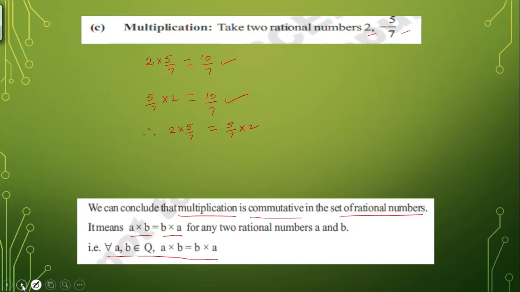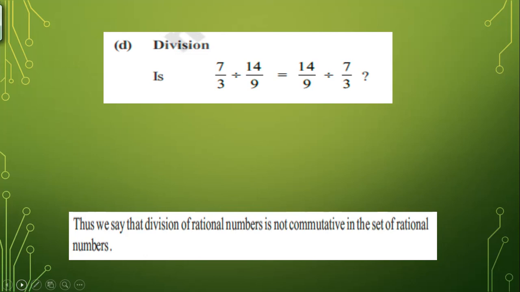Okay, now we move to the next slide. That is division, the fourth operation. The fourth binary operation is division. Here we have taken 7 by 3 and 14 by 9. These two are rationals. You may read this symbol as belongs to. 7 by 3 and 14 by 9 belong to Q. That means these two are rationals.